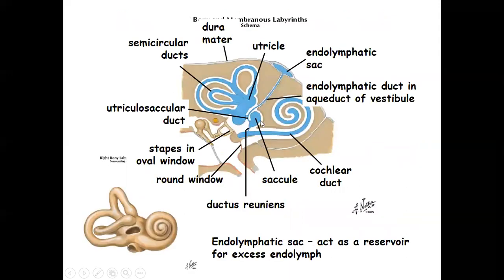Okay, so you can see here, this is the semicircular duct, and then we have the utricle here, and the utricle is connected to the saccule by the utriculosaccular duct, and then we have the endolymphatic duct here. The saccule is connected to the cochlear duct by this one, the ductus reuniens.